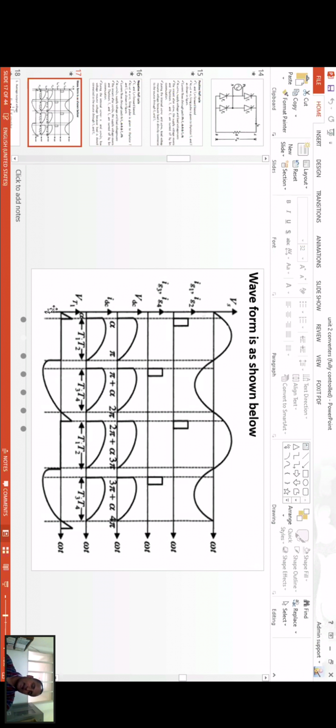So what is the voltage across thyristor T1? We can even find out that when the thyristor is not conducting, there is a certain rise in the voltage across thyristor T1. Similarly, we can have the voltage across thyristors T2 and T3 also. So we can find out the average output voltage.